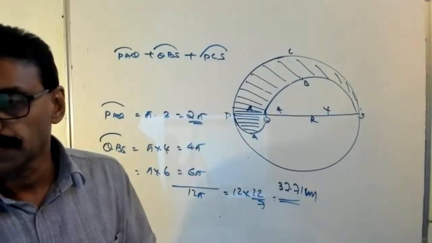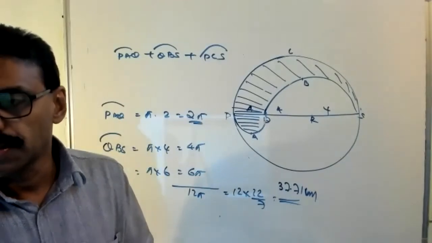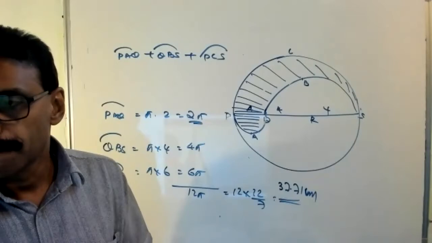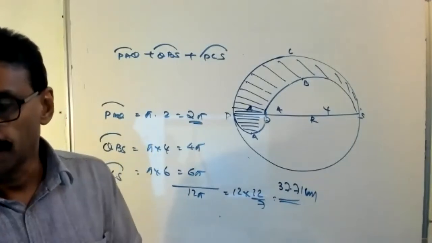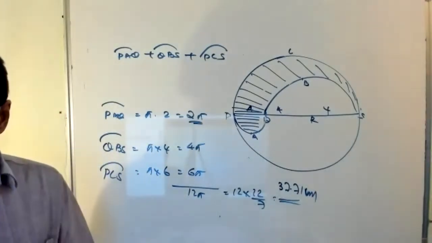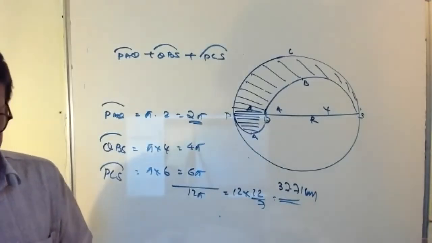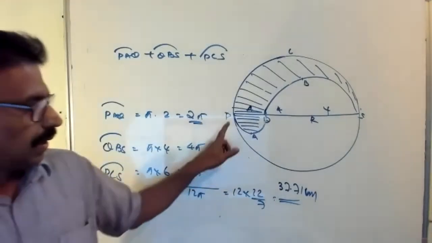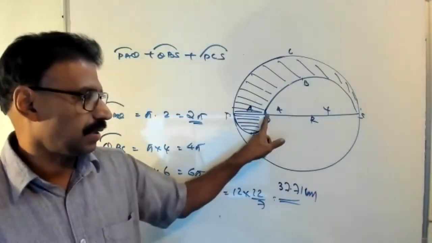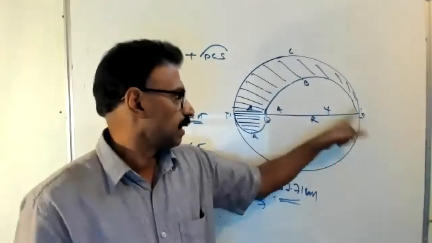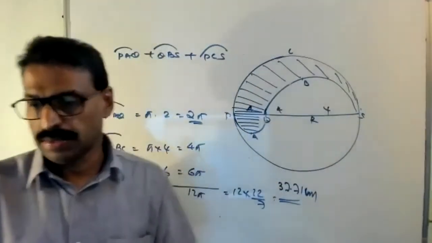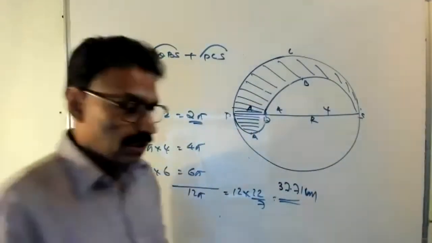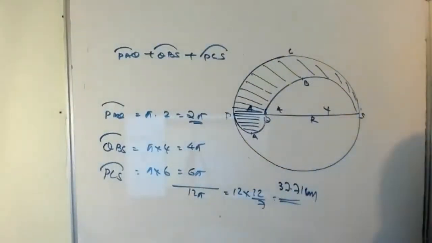Danish, is it okay? Vidya. Ramsha, is it okay? Mega, it's okay now? You understood how you did? PAQ, a semicircle. QBS, semicircle. PCS, a semicircle. Okay, complete all this one. Then we'll start the area.